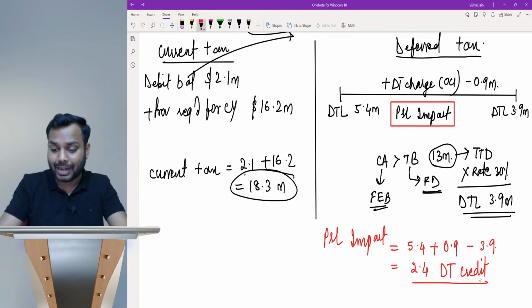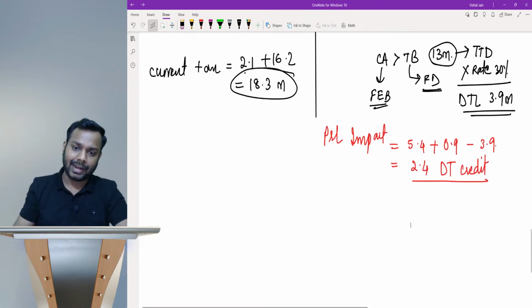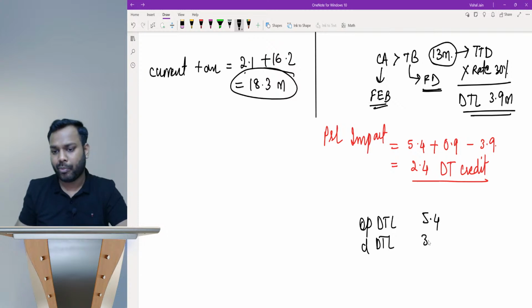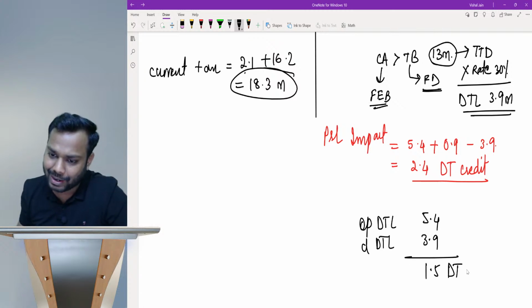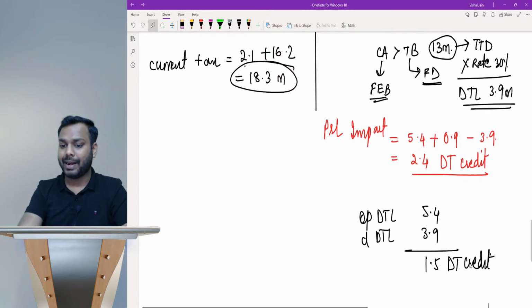Or if you have to do it the other way around, tell me, what was the opening deferred tax liability? 5.4. What was the closing deferred tax liability? 3.9. What is the movement? Movement is 1.5. Movement is 1.5 deferred tax credit, right?